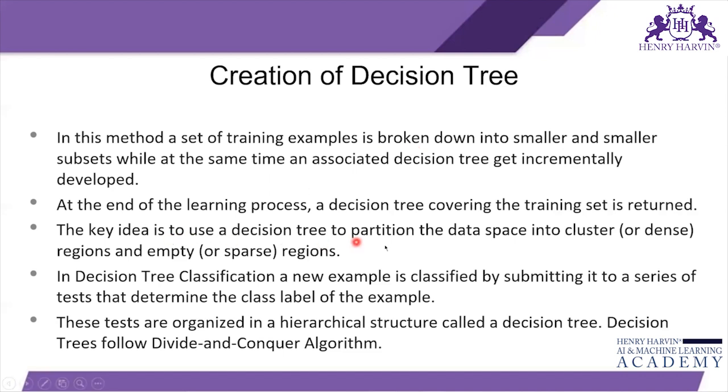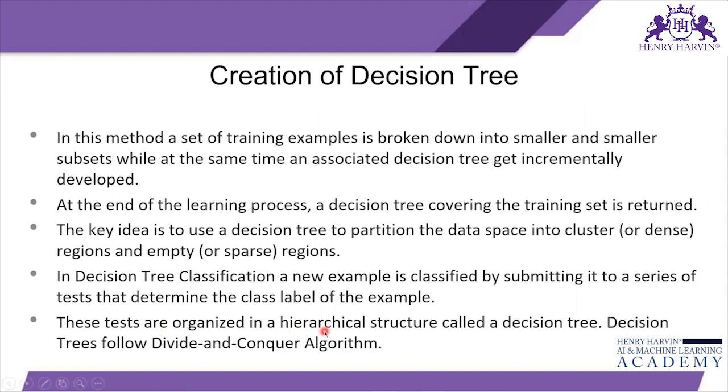The key idea is to use a decision tree to partition the data space into clusters or dense regions and empty or sparse regions. In decision tree classification, a new example is classified by submitting it to a series of tests that determine the class label of the example. So basically, when we have to classify an example, on the basis of those conditions, we classify it.